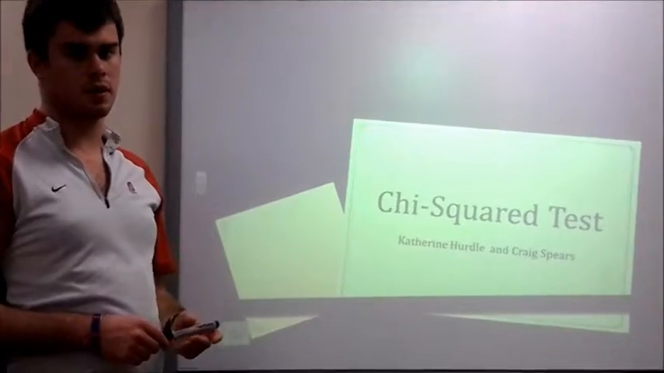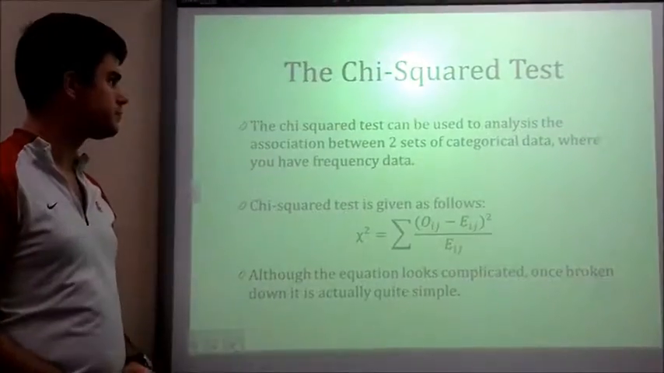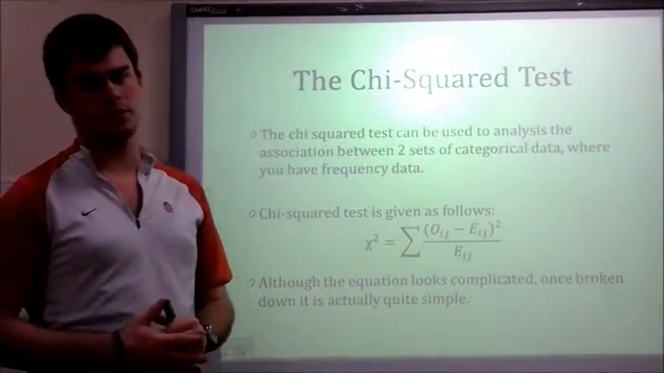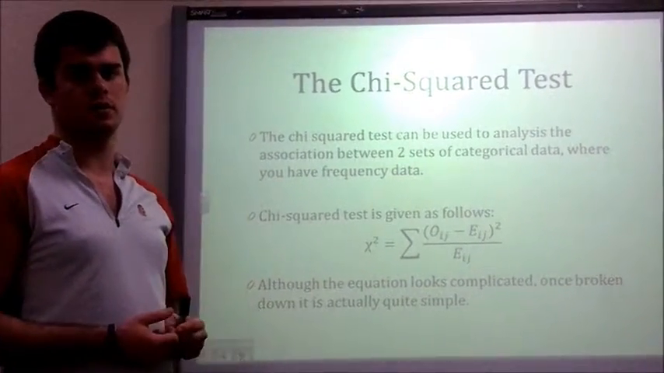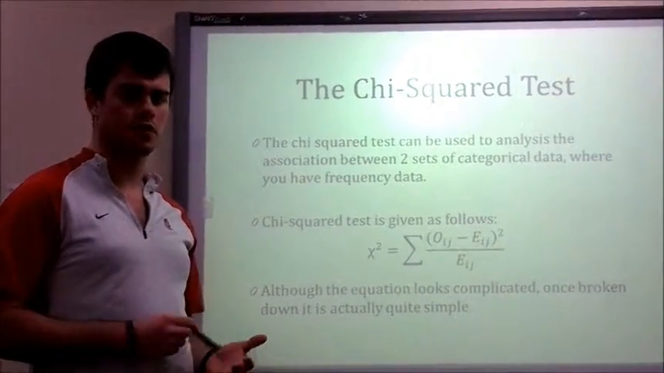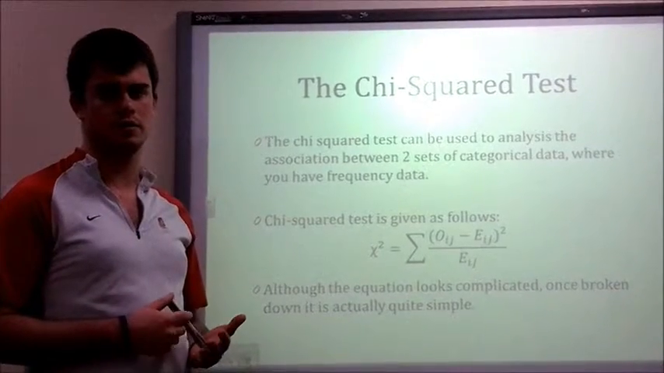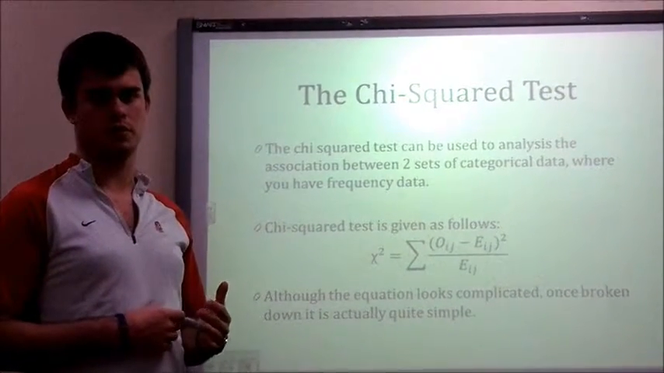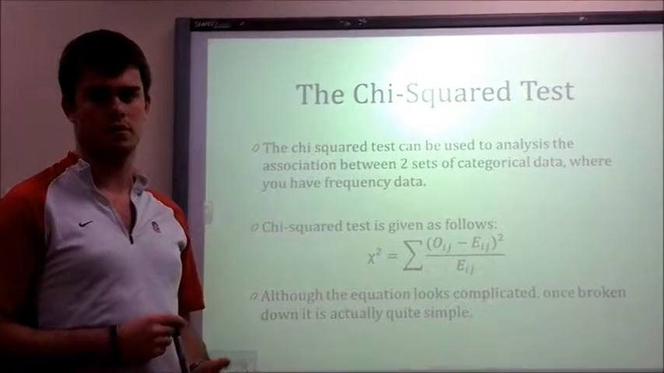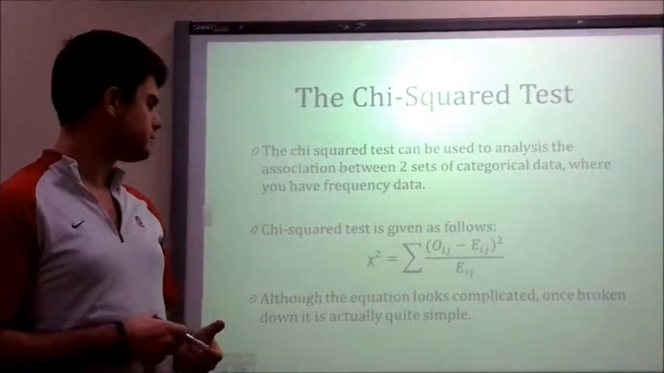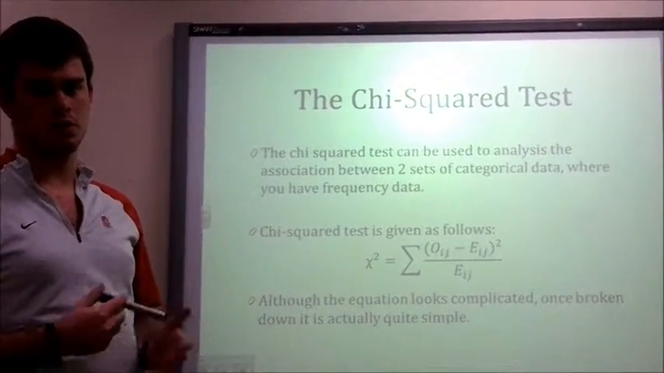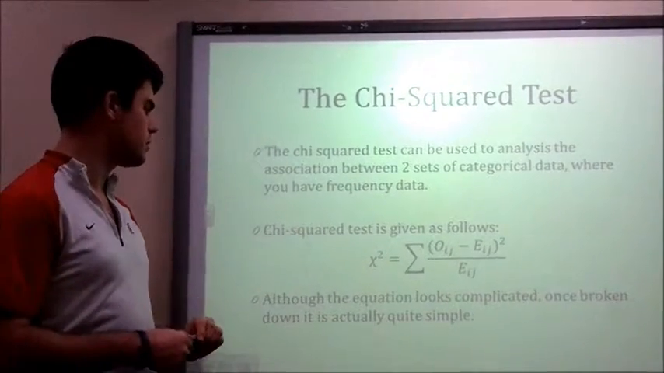So this video is going to be looking at the chi-squared test. The chi-squared test can be used to analyse two bits of categorical data. This categorical data must be in the form of frequencies. It can't be in the form of percentages or proportions. It deems the association between the two sets.